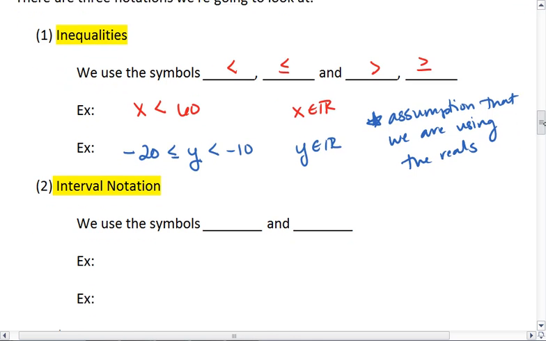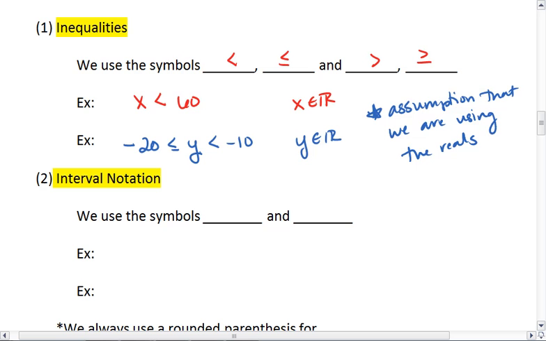This brings us to our second possible way to notate sets, and that's interval notation. In interval notation, we use either rounded parentheses or square brackets. The rounded parentheses is equivalent to a less than or greater than with no equal sign. The square brackets is equivalent to having that equal sign below.